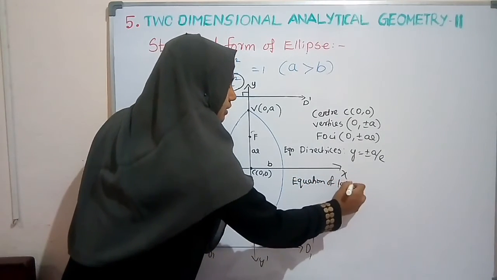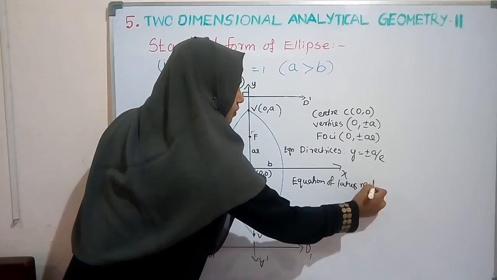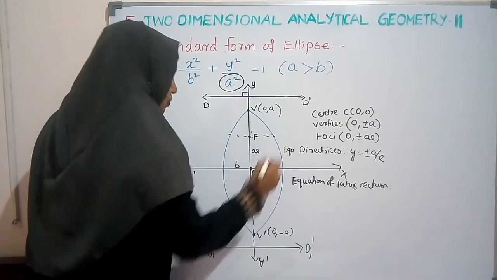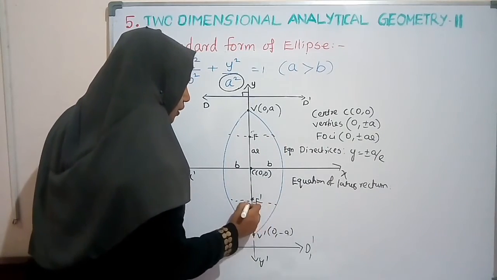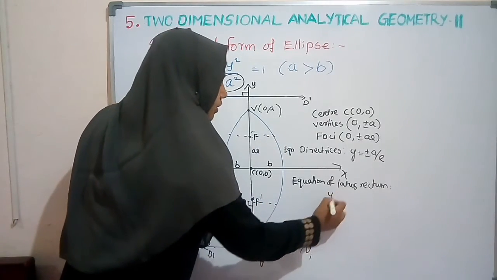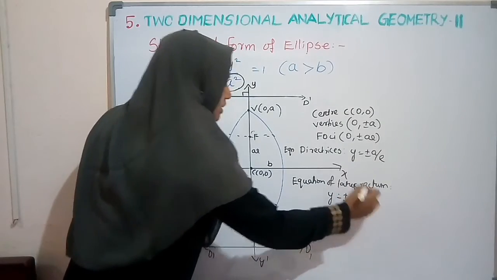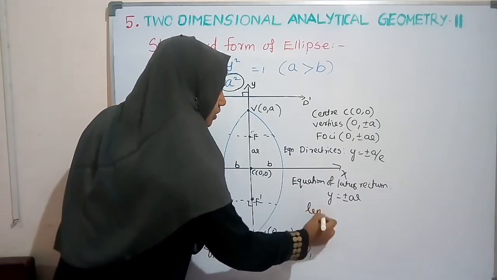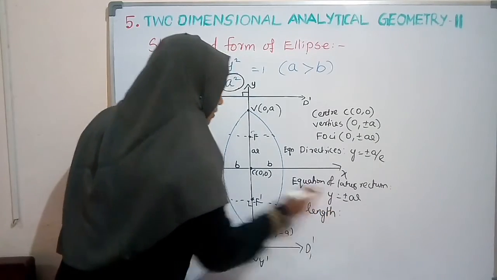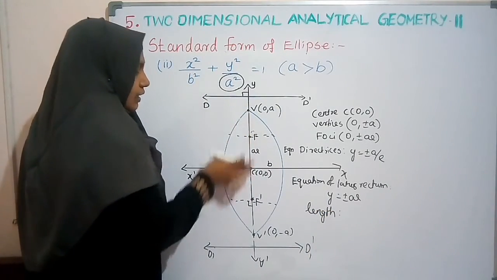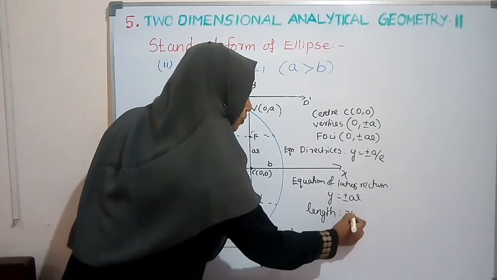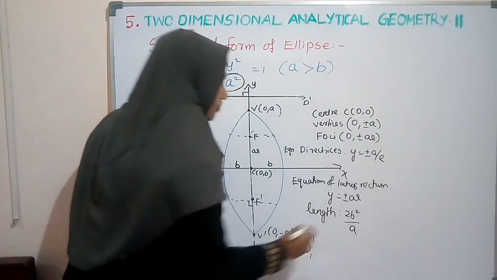Equation of latus rectum will be, see, latus rectum is perpendicular to the axis. Again it is perpendicular to the y-axis. I am writing y is equal to plus or minus ae. And its length, I already told, there is no change because a is the greater value we took. So the length is 2b square by a.